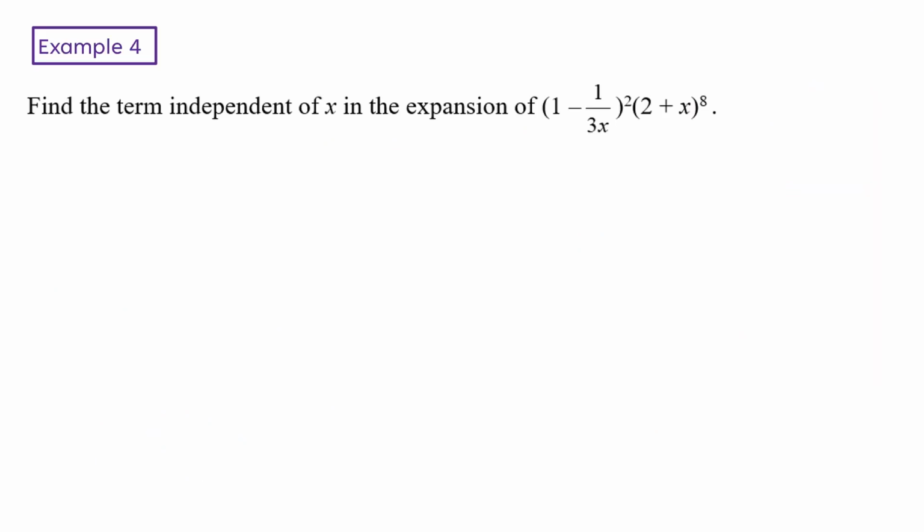Let's look at the second last example. For the second last example, you're asked to find the term independent of x in this particular expansion here. What it means is that if I were to expand 1 minus 1 over 3x to the power of 2, this one can be easily done by using your algebraic identity. There's no need to use binomial theorem.